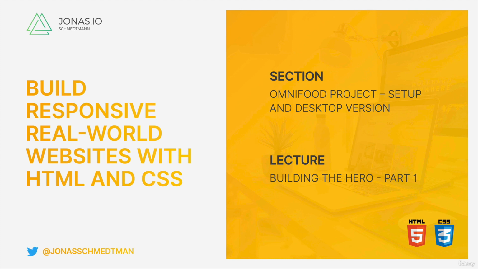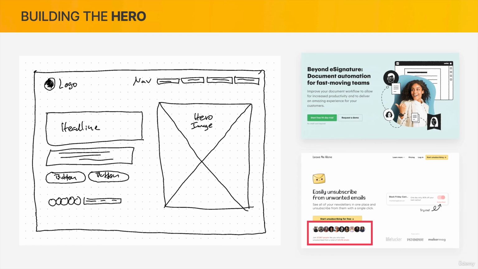Welcome back to the next lecture where we will now finally start building our OmniFoot project. And we're going to start with the hero section. And for that, I already created this sketch here. So as I mentioned before, we will create this layout where we have the hero image on the right side and then the content such as the headline and some description on the left side. So exactly like these two examples that I have selected from our layout gallery lecture.